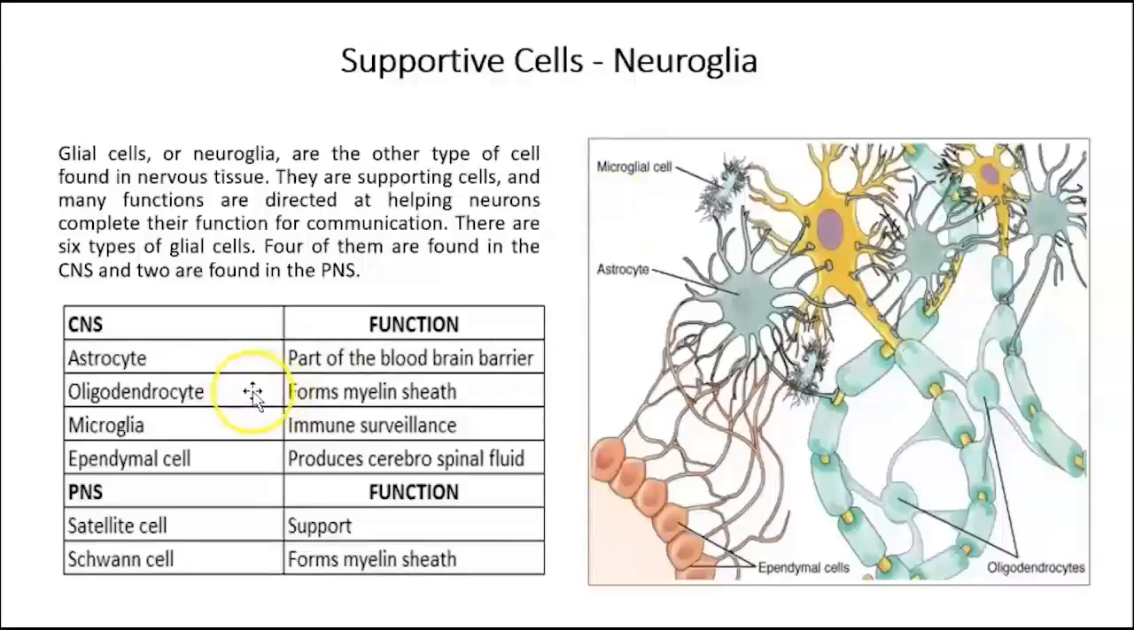Oligodendrocytes form myelin sheath. We have ependymal cells. They produce the cerebrospinal fluid. Microglia, they fight infections, for example. Astrocytes, they are part of the blood-brain barrier. So we said some of the functions of these cells is to produce myelin. Myelin is very important for the speed at which the information is going to be transferred from your body into your brain and from your brain into your body.